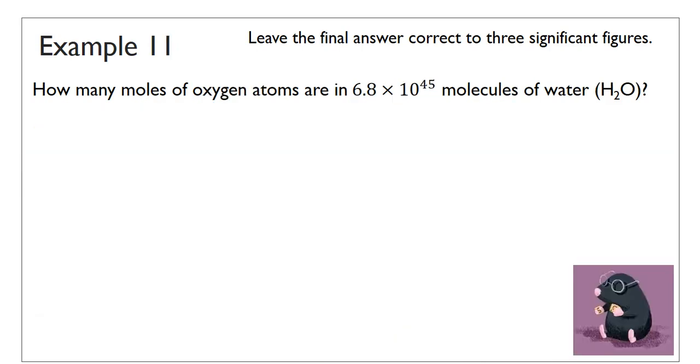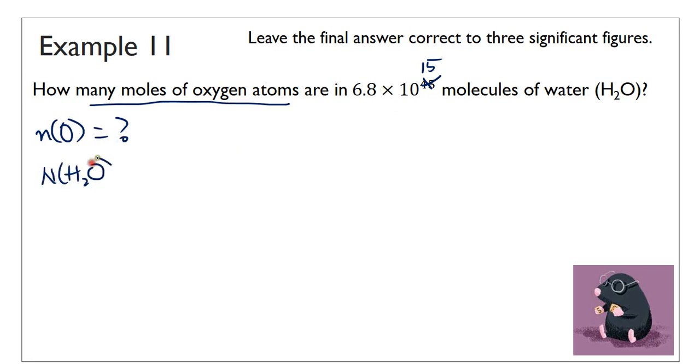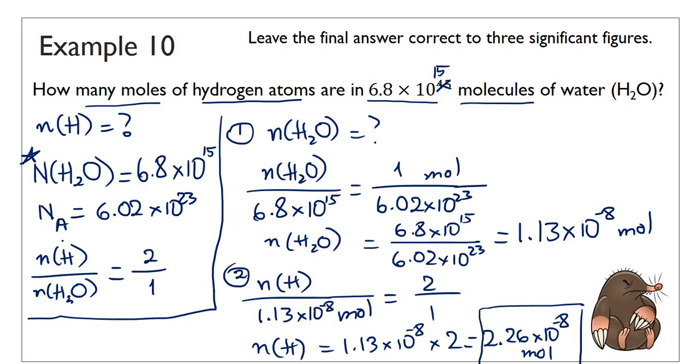Moving on to example 11, again I'm going to change this to 15 just so it's not as ridiculous. Now you can use the answer from the previous question here. So you need to find the number of mole of oxygen atom, but the number of molecules of water stays the same. So the number of molecules of water is still 6.8 times 10 to the 15 molecules.